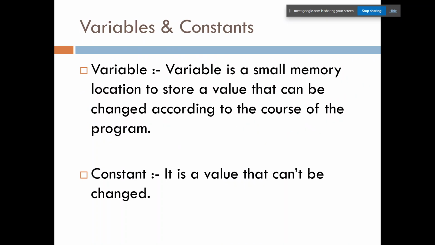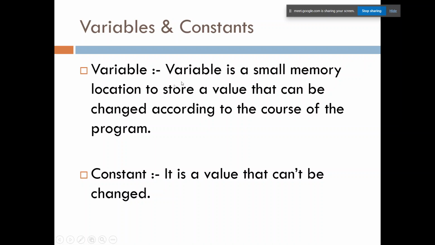So now we are moving to something called variables and constants. So what is a variable? A variable is a small memory location to store a value that can be changed according to the course of the program. That's called a variable. Like we are talking now, a value is 10, b value is 11. So what are these a and b? These are called variables.